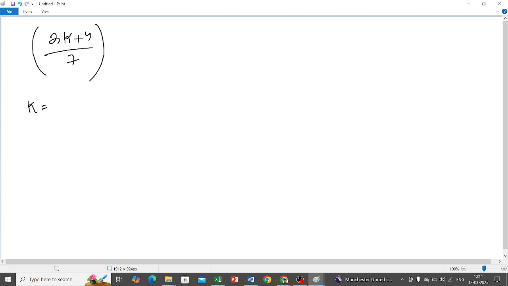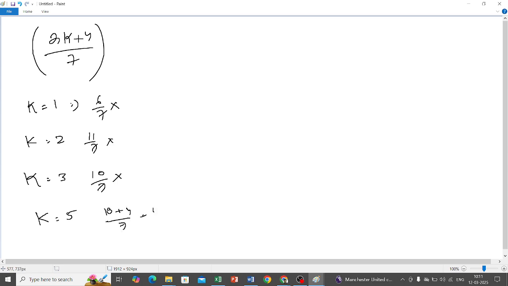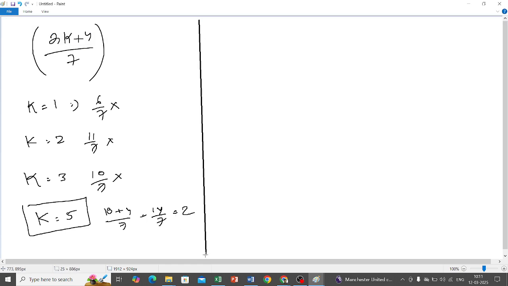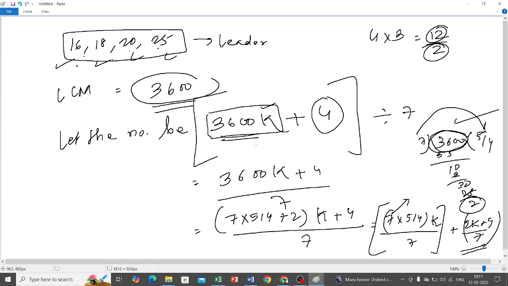So you tell me what can be the smallest value of k so that it is divisible by 7. If k is 1, then that is 6 by 7. No. If k is 2, then 2 into 2 plus 4, that is 8 by 7. No. If k is 3, 3 into 2 plus 4, 10 by 7. No. If k is 4, 4 into 2 plus 4, 12 by 7. No. If I take 5, 5 into 2 plus 4, 14 by 7 is 2. So that means the value of k should be 5. Understood, Dipakshi, Bhavna? Yes, sir. Now if the value of k is 5, you put it back over here.